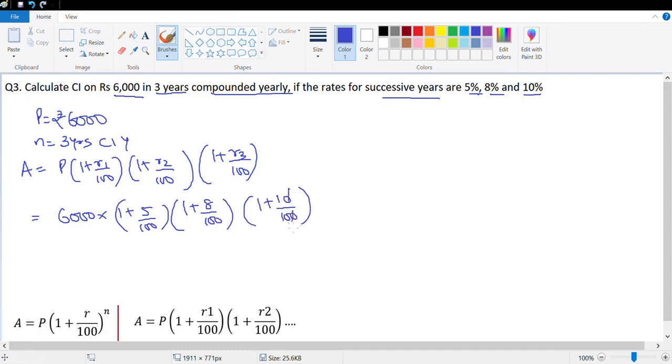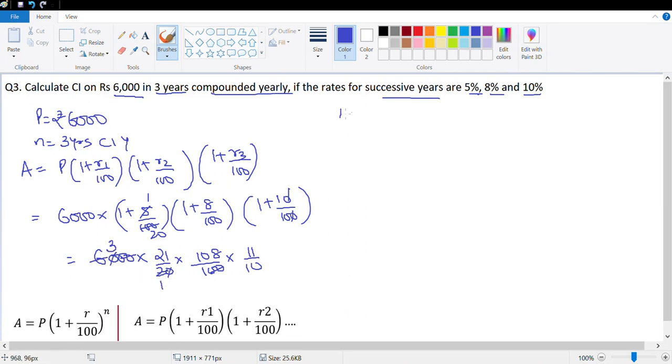So this is 105 upon 100. I don't want to simplify this. I would much rather cut these zeros with the 6,000. So this is 6,000 into 21 upon 20 multiplied with 108 upon 100 multiplied with 11 upon 10. So let's cancel these two zeros. Let's cancel this one more zero. What I'm left with is 2, 1 and 2, 3.